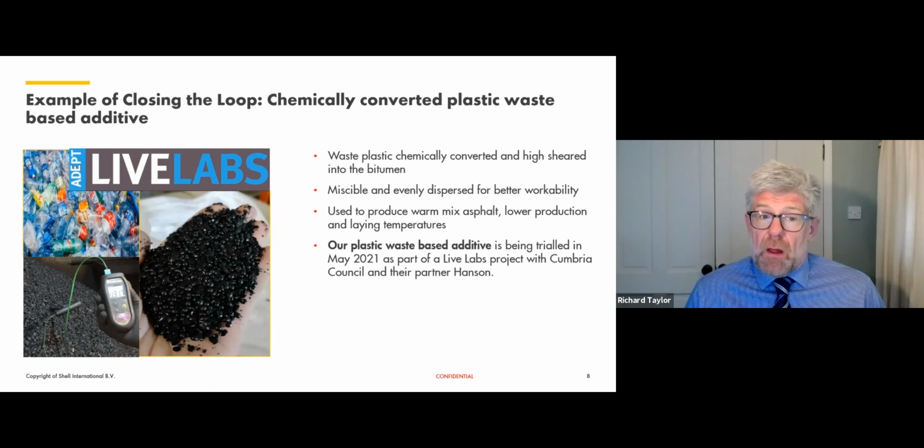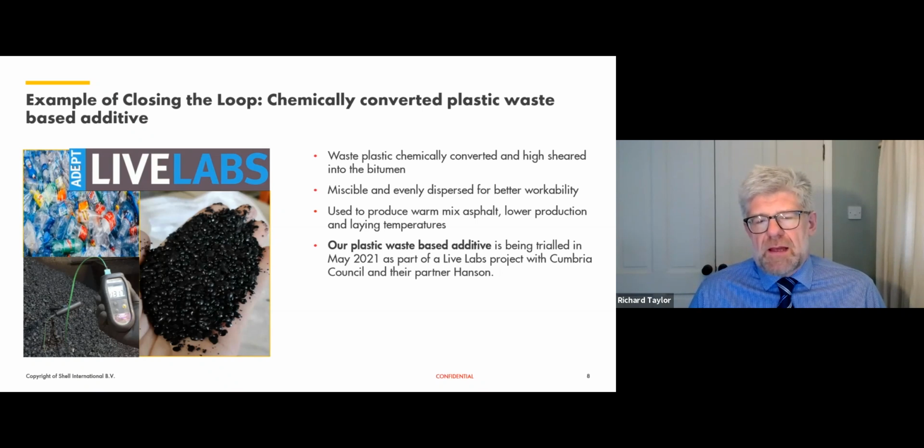One example here of closing the loop. Quite recently, in the last few weeks, we have started our first trials of an additive which is based on a waste plastic as a raw material. This material is converted into an additive which can be used to lower production temperatures. So it's a kind of warm mix additive, but instead of being based on a primary additive, if we call it that, it's based on a secondary additive which has been manufactured with waste plastic as a raw material.